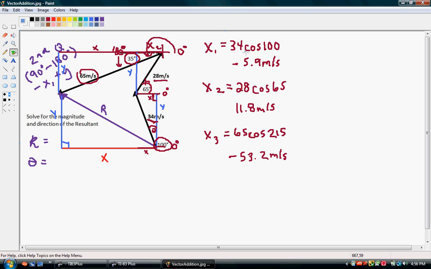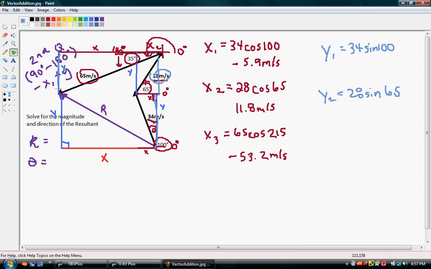The only thing that's going to change in this equation is that the cosine will now be sine. So y1 will equal 34 sine 100 to let us know how far up this y component went to get the vector, and then y2 will equal our hypotenuse 28 meters per second sine the angle, which was 65, to find out exactly how far up this second vector went.